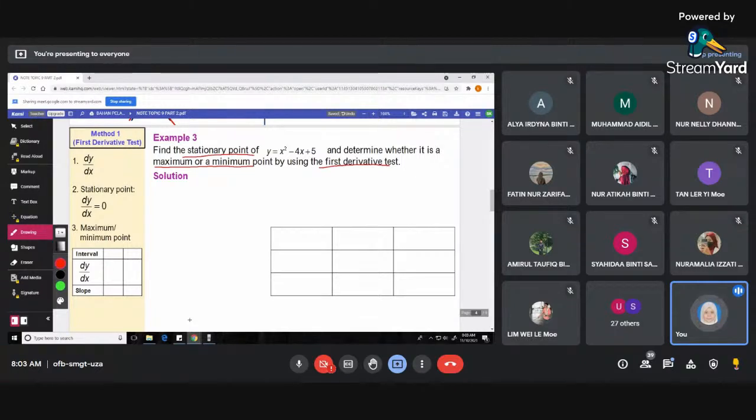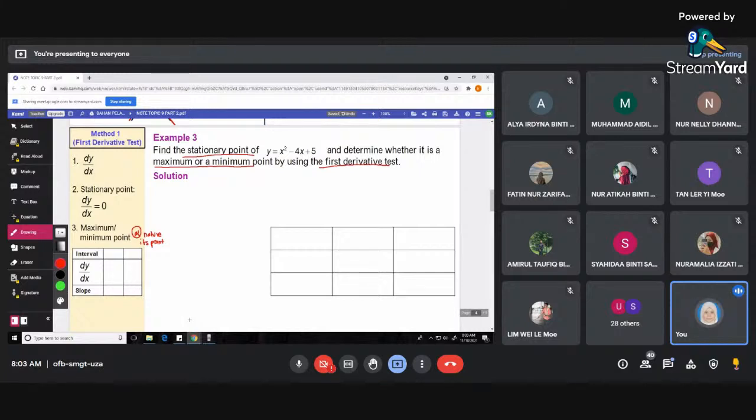Sometimes the question does not directly ask you to find maximum or minimum. Sometimes the question asks you to find the nature of this point, maksudnya sifat titik tersebut. Is it maximum or minimum? So you need to identify.